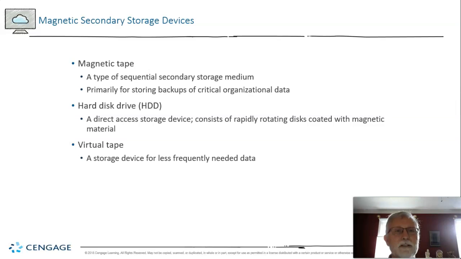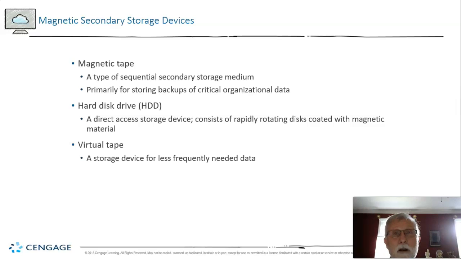Now, here you just get a rough idea of magnetic tape. It's a sequential secondary storage. It's used for storing backups for critical organization data, but with mag tape, I can't remember the last time we've backed anything up to a magnetic tape. I'm not sure the school has a tape drive.